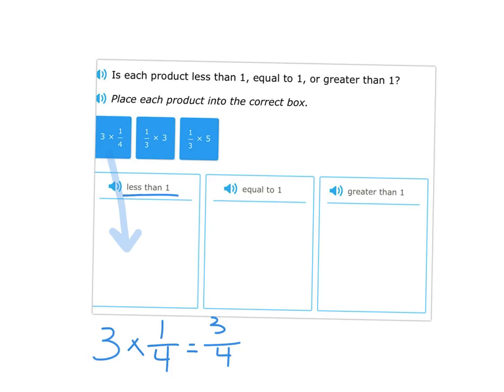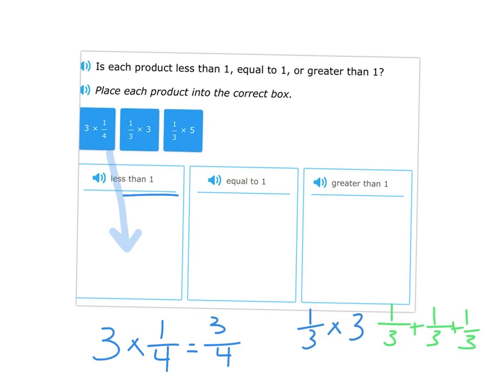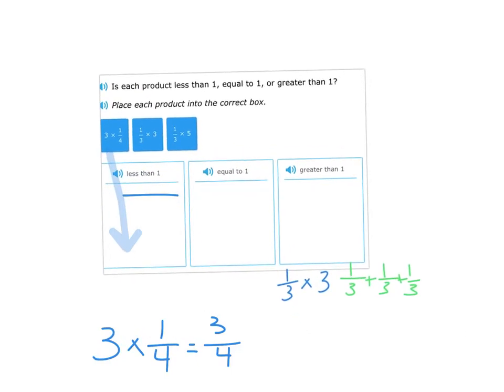Let's do 1/3 times 3 whole. Now this time I'm going to do repeated addition. I'm going to do 1/3 plus 1/3 plus 1/3, and when I add all those together, I get 3/3, which is equivalent to 1 whole. So this one goes right here.